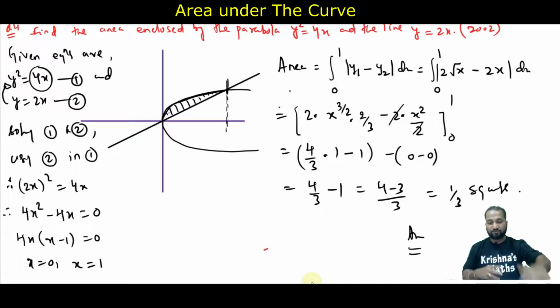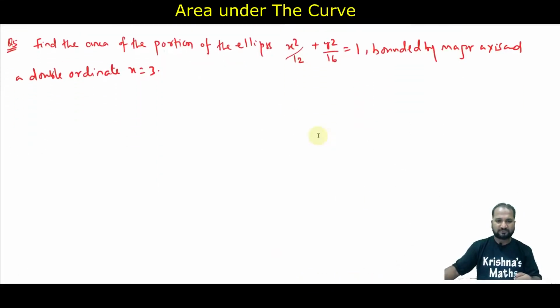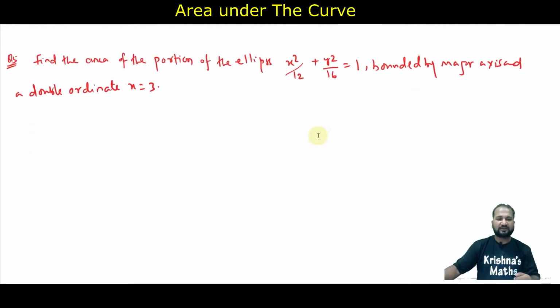It was very easy, but there were two graphs: one parabola and below it one line. The area below the parabola minus the area below the line. Okay. Now find the area of the portion of the ellipse x square upon 12 plus y square upon 16 equal to 1 bounded by the major axis and the double ordinate x equal to 3.